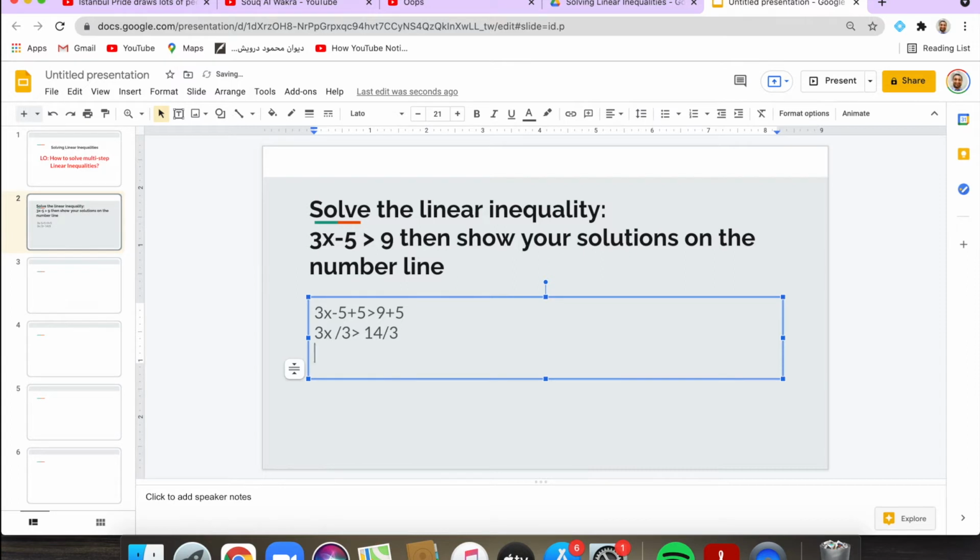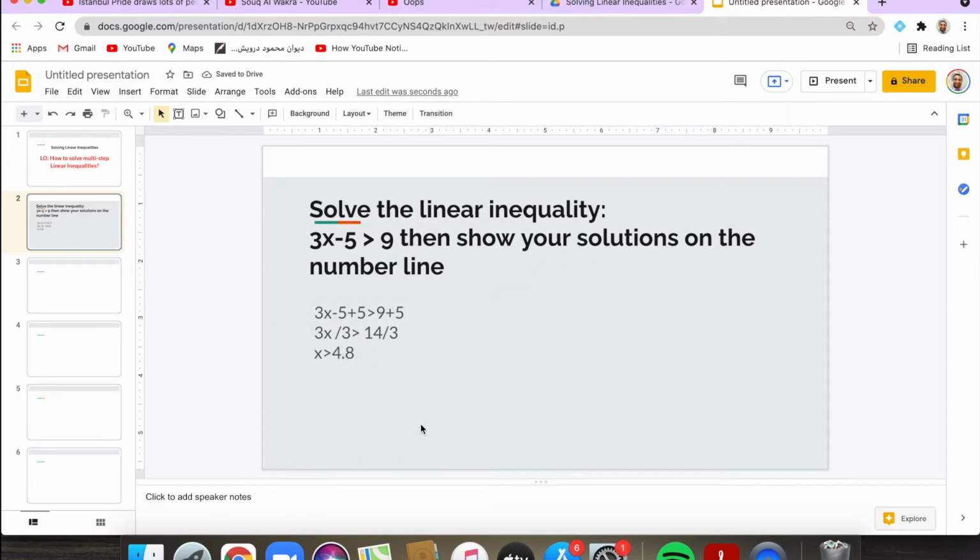So it will be x greater than, since I divided both sides by a positive number, I don't need to change the direction of it. 14 divided by 3, let's say 4.8. So now how to represent this on the number line?